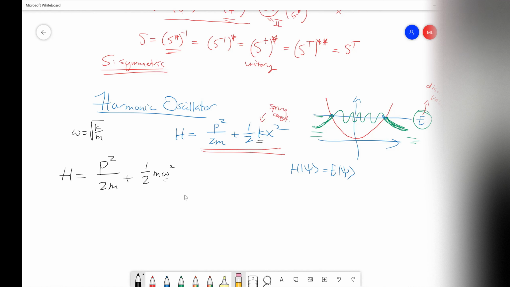And instead of x, I'm going to write q, because it could be just a generalized coordinate of some sort. So I'm just replacing x with q. And of course, we saw that x and p, or q and p, have to satisfy the canonical commutation relation. So the first thing to do in order to try to solve this is to non-dimensionalize.